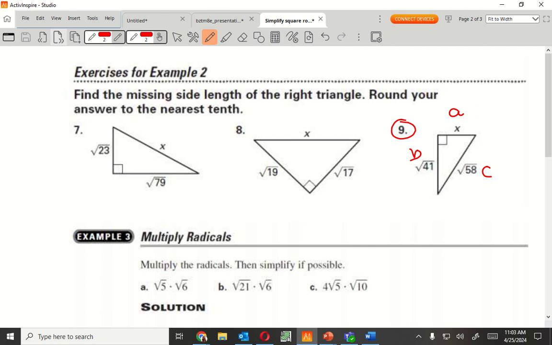Okay, did you forget anything? You forgot the squares. This step right here, this one right here, your A and C. Hopefully that will actually show you a little bit better.